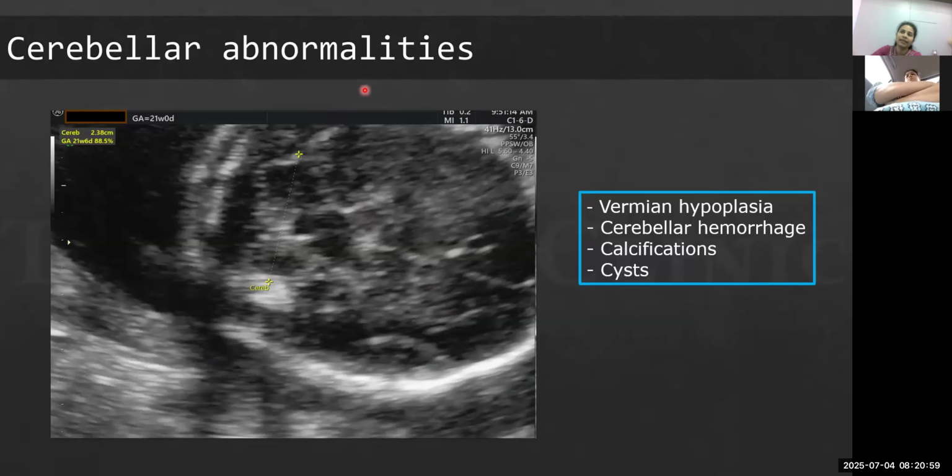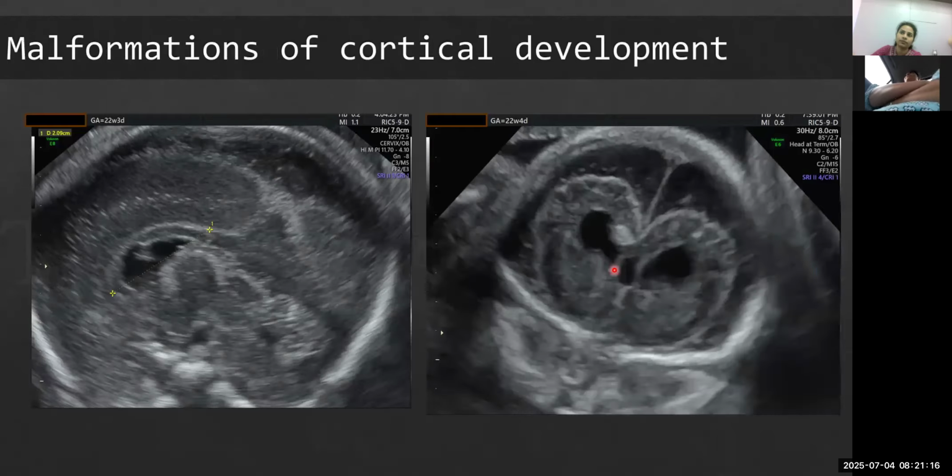There could also be cerebellar abnormalities like unilateral hypoplasia, cerebellar hypoplasia, Vermian hypoplasia, cerebellar hemorrhage, and calcifications and cysts in the posterior fossa. There could also be malformations of cortical development. Here we can see in this section there is a part of the corpus callosum which is dysgenetic or malformed, a portion of it not seen.